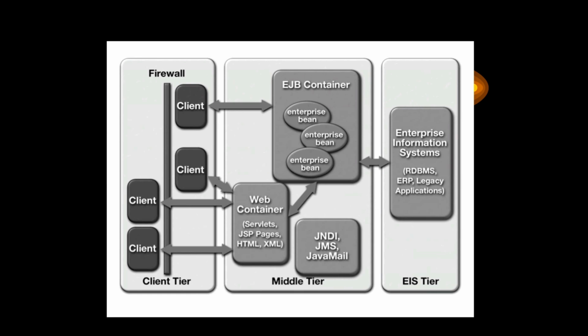applications. And on the far right-hand side, you have the enterprise information system tier, which has legacy applications, our ERP system, and our relational database management system. Nowadays it may have a big data system in there, may have MongoDB, may have some other kinds of database or applications. But we're now providing an architecture that allows us to control the security at multiple levels here.